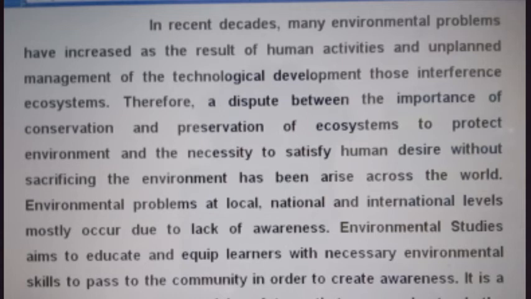Now we will move on to the last paragraph, the concluding paragraph of the essay.